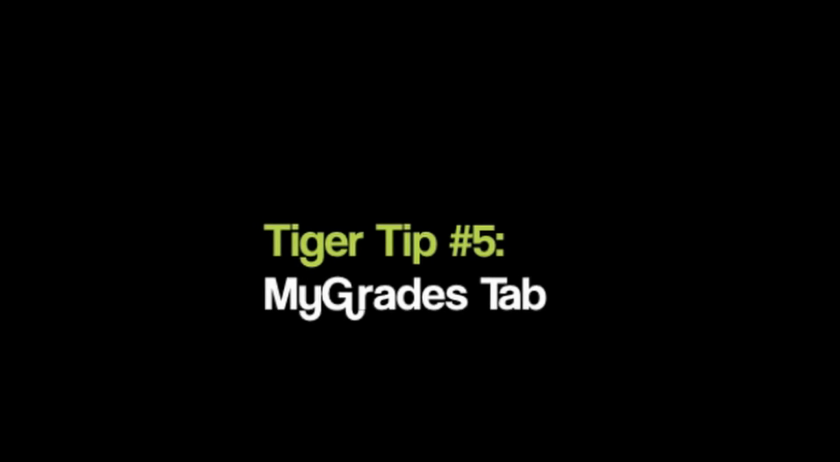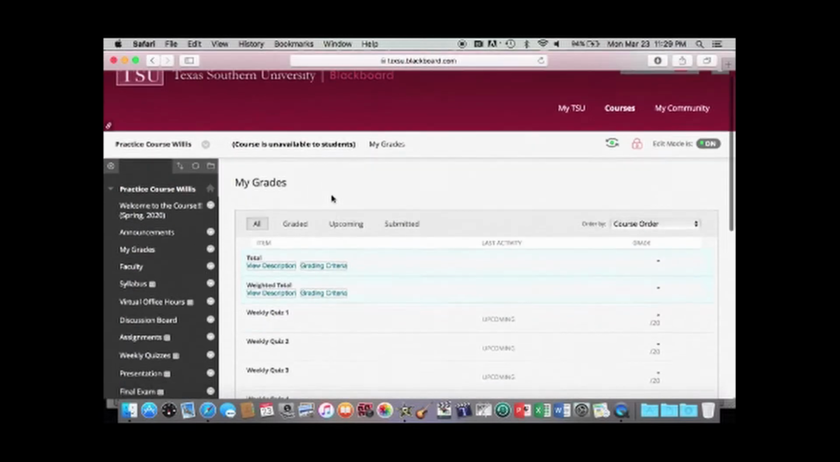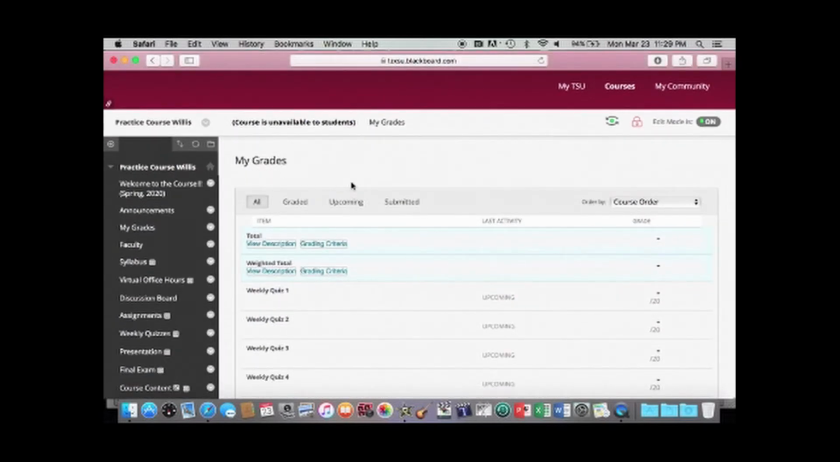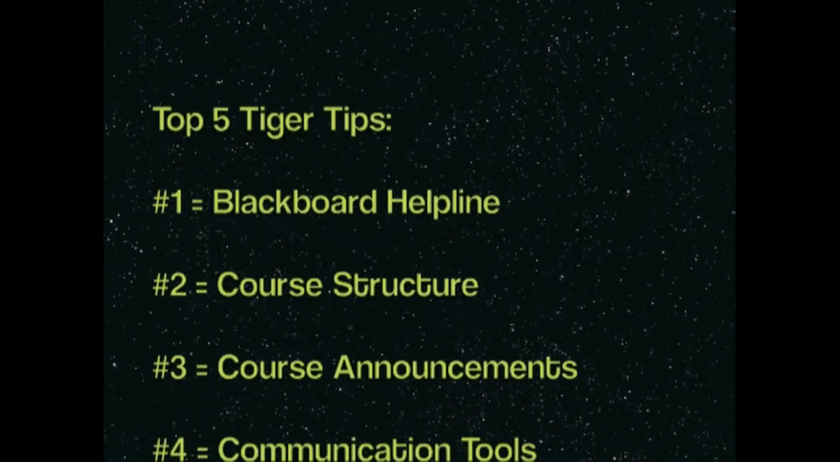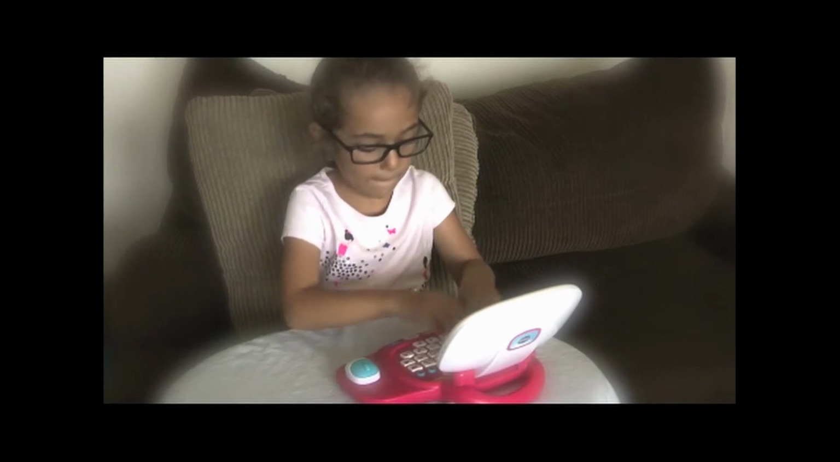Tiger tip number five, monitor your grades in the course by checking the My Grades tab in your course's Blackboard every week. This helps you track your progress in the course. Proactively using these Tiger tips for Blackboard can help you complete your courses successfully online this semester.